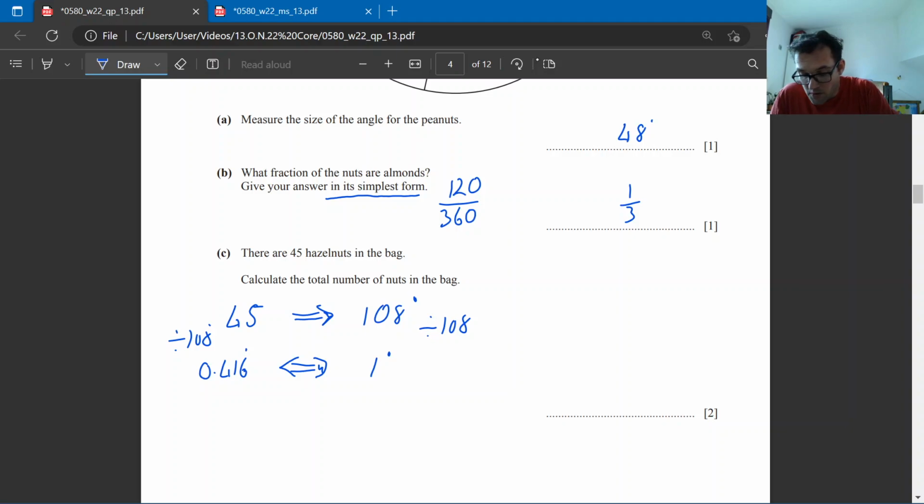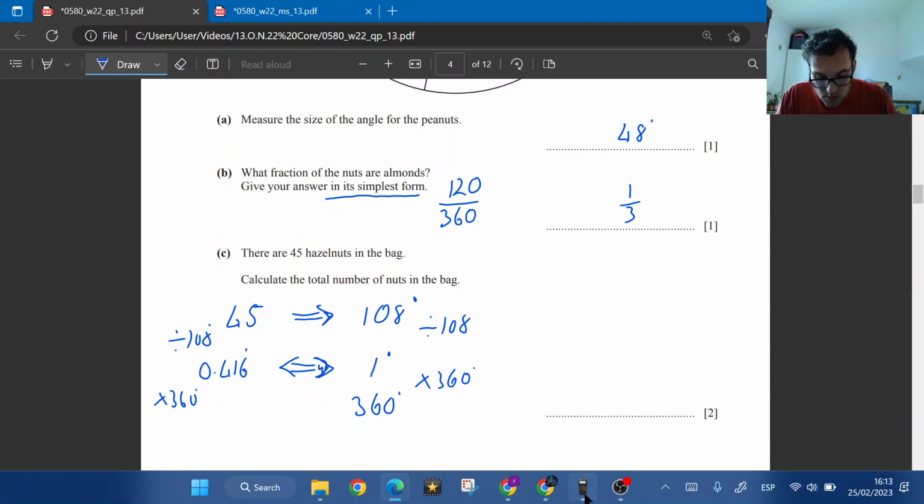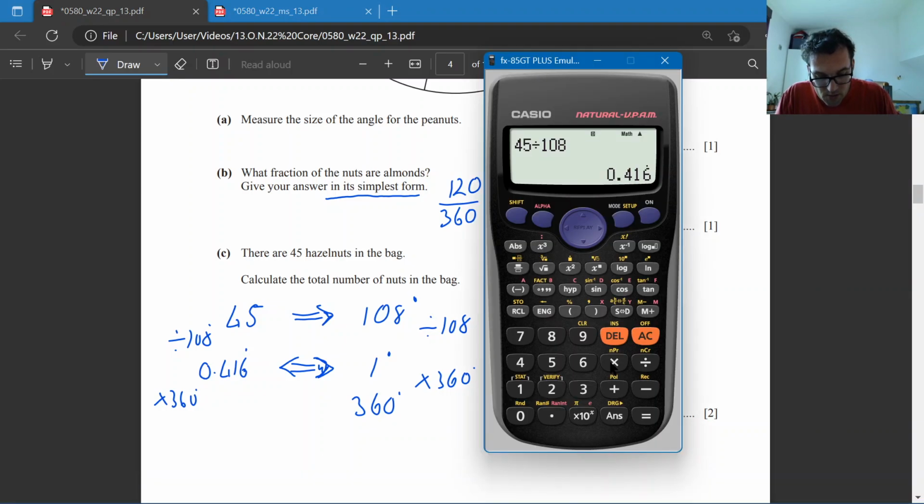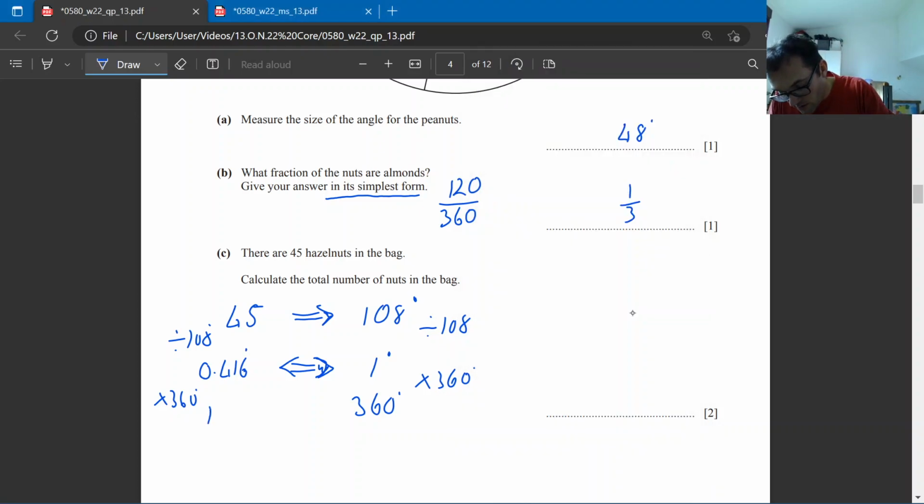Why is this important? Well, if we know what 1 degree represents, we can work out what is 360 degrees. Why 360? Because that's the whole pie chart, and the whole pie chart represents all the nuts in the bag. So we just times that by 360. Okay, so there's no sweat. We still have that on our calculator. We just do times 360. And we got a nice round 108. So that makes sense. The whole pie chart, 360 degrees, is 150 nuts.